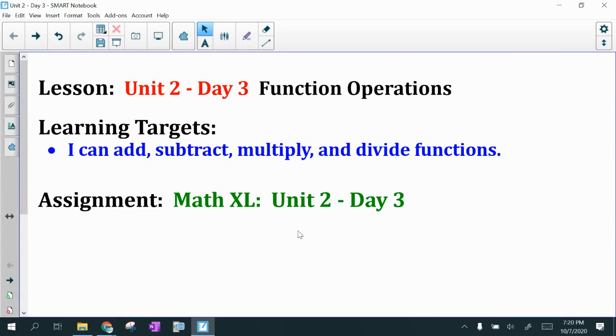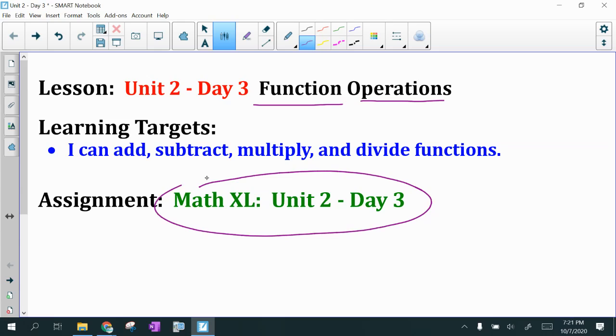Hello, folks. We're going to be looking at day 3 here, which is going to be function operations. Basically what it boils down to is add, subtract, multiply, and divide functions. But I am going to try and highlight any of the danger areas which would cause people to have issues. Please keep in mind, once again, we do have a Math Excel assignment for you guys to be working on.